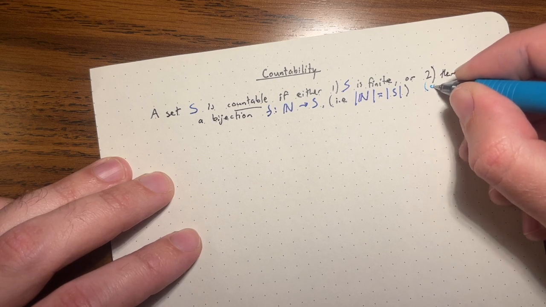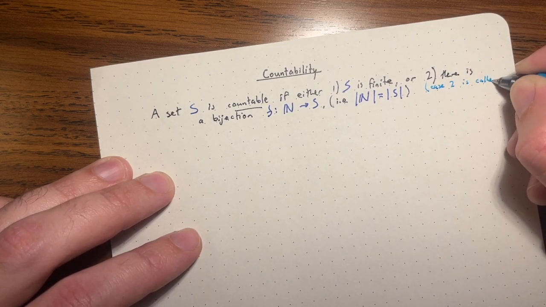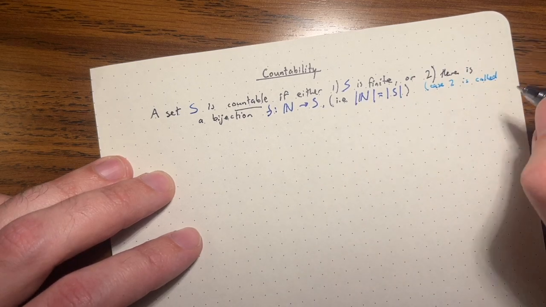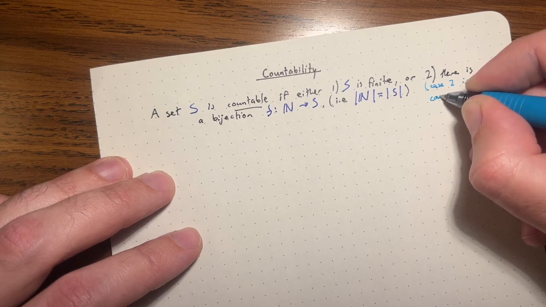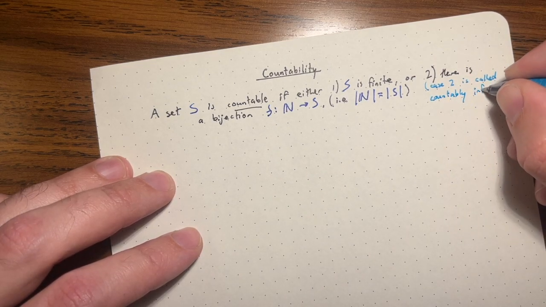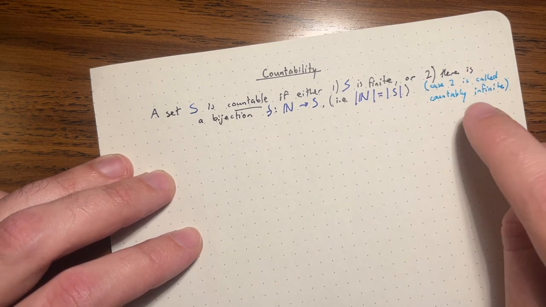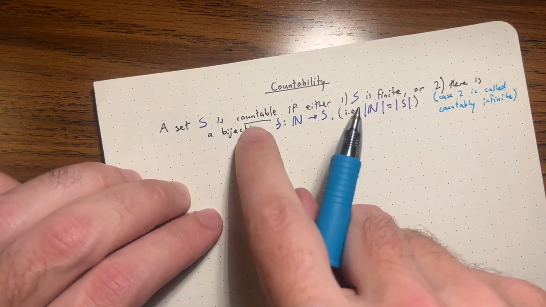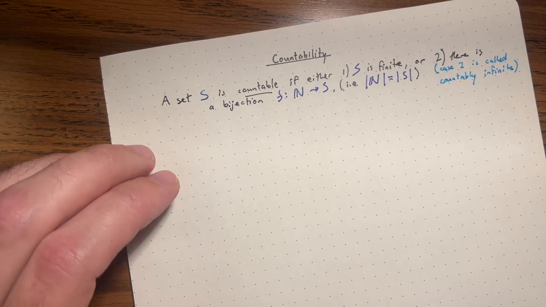I should mention this case 2 here has its own name. Sometimes we really don't care about finite sets. We just want to talk about infinite sets that have this property, and that's called countably infinite. So we just want to talk about a set with a bijection to N. You call it countably infinite. Countable means those sets as well as the finite sets.